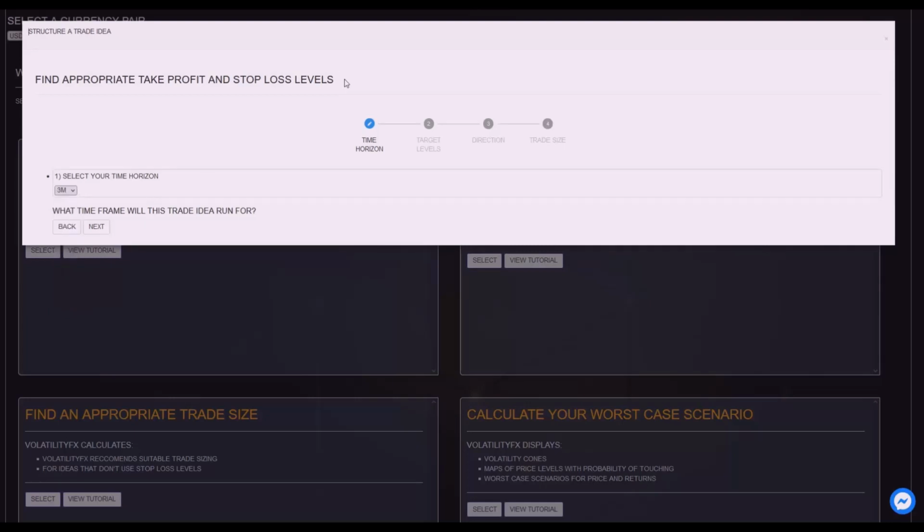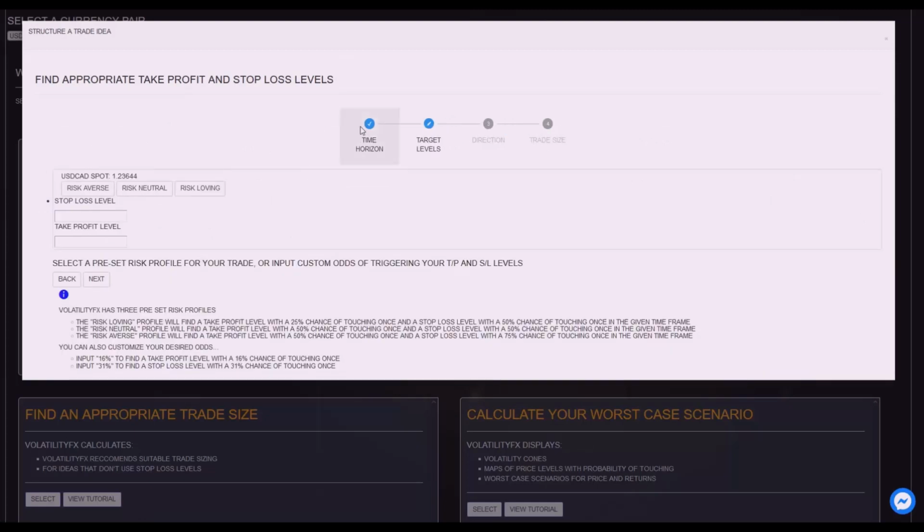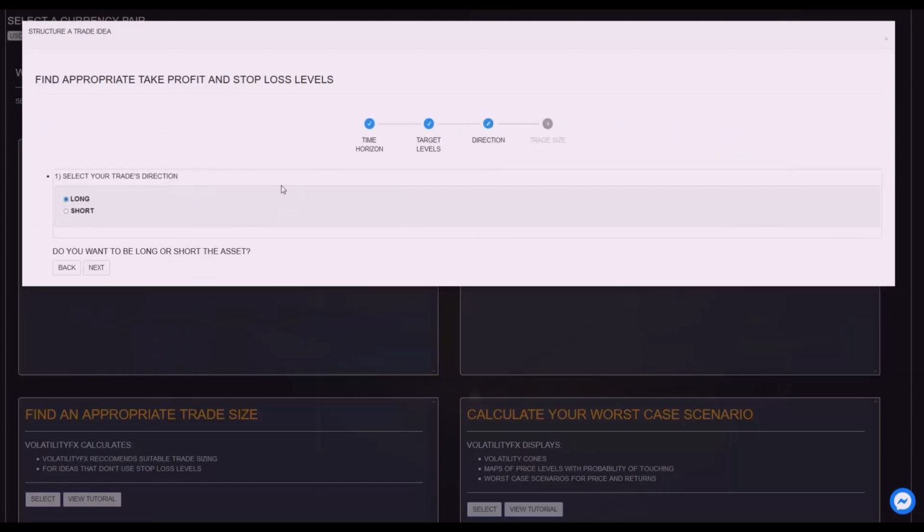We'll click a 3-month time horizon for our structured trade idea, select Next. We can then find appropriate target levels that match our risk tolerance. So we can click risk loving for a risk loving trade, risk averse for a risk averse trade. Here, let's find a risk loving long trade in dollar CAD.